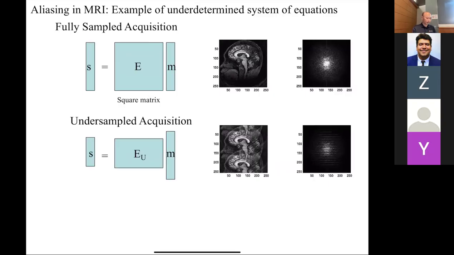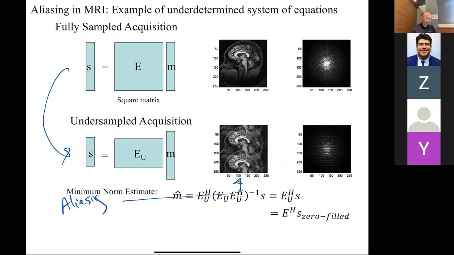All right. So what we said is we go from fully sampled to undersampled. So this is basically leading to aliasing, right? And this is exactly what we see here. So this turns out to be the minimum norm estimate. From the point of view of linear algebra, it's exactly the same. Essentially, it's saying if you don't have enough equations, then there are lots of solutions. And the solution I'm going to give you is the one that has the smallest norm or size. And that turns out to be the alias solution.